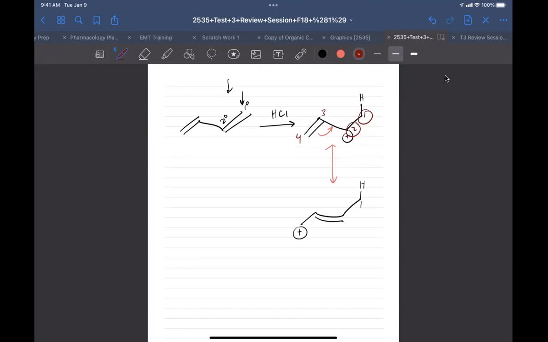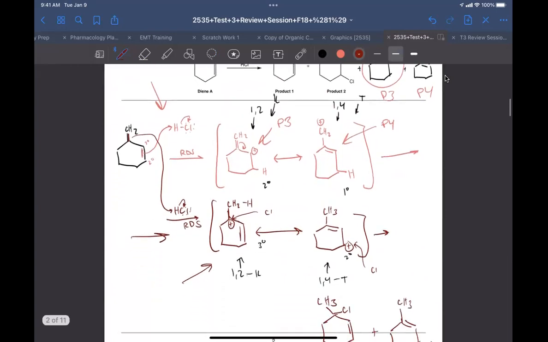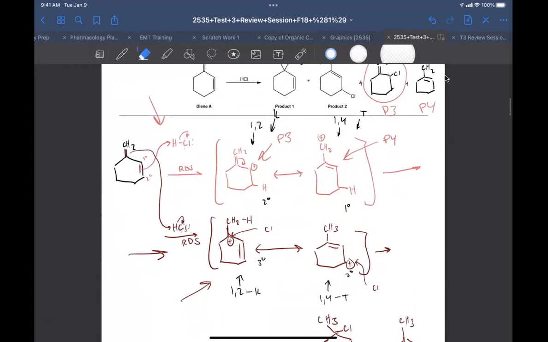We have 1, 2, 3, 4, 1,4 addition, 1,2 addition. So wherever there's a 1,4 addition, wherever that double bond conjugates, that's a thermodynamic product. And just straight up, just as it is, where it adds is our kinetic product. And if we apply that over here, let's erase some of this noise. There we go.